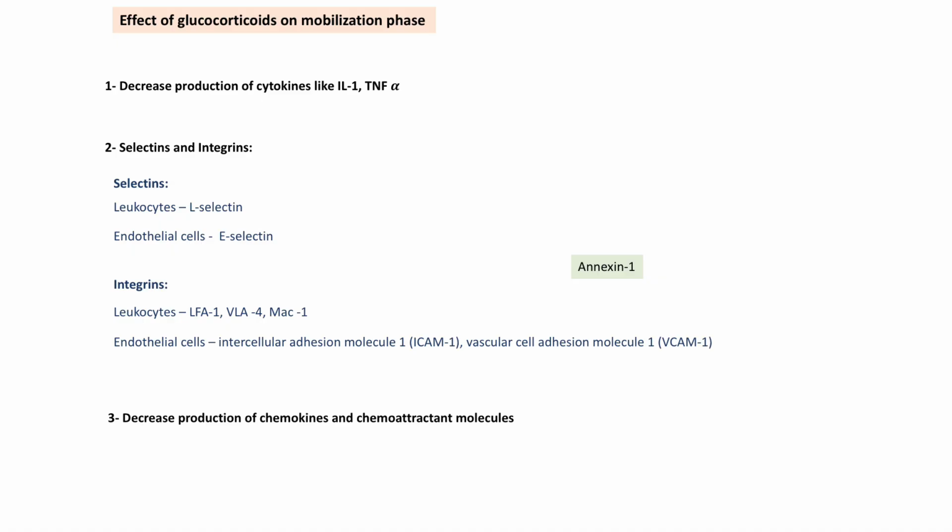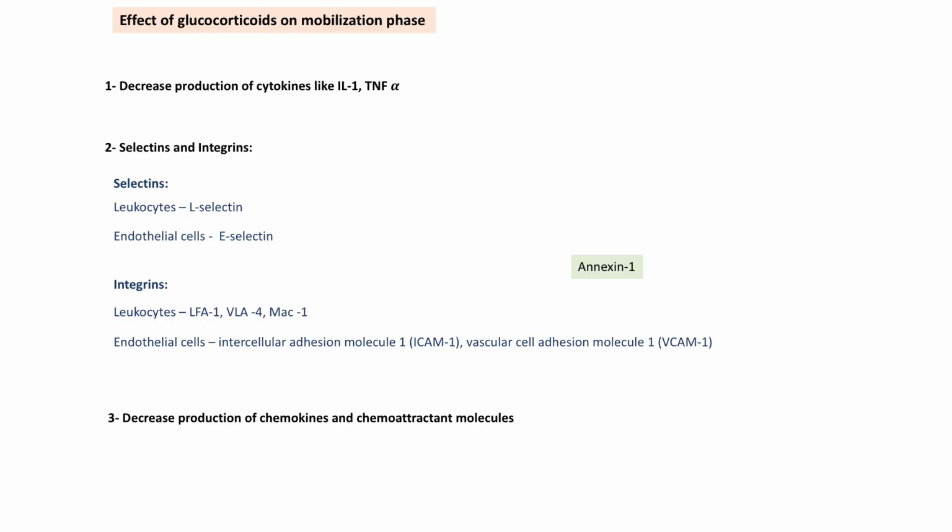Glucocorticoids also affect the function of integrins. Glucocorticoids increase production of annexin 1, and annexin 1 prevents change of low affinity integrin to high affinity integrin. And annexin 1 can bind to integrin ligands on endothelial cells, and this prevents binding of integrin to integrin ligands.